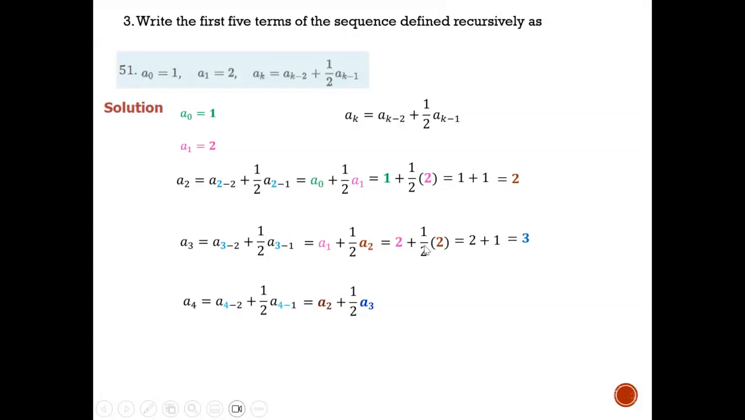And A to the 4 minus 1 is going to give us A3. A2 is in brown, which is 2, so I'm going to plug in 2 for A2. And A3 is in blue, so I'm going to plug in 3 for A3. This will give us 2 plus 1/2 times 2, which is 2 plus 3/2, which gives us 7/2. So these are my first 5 terms: 1, 2, 2, 3, and 7/2.